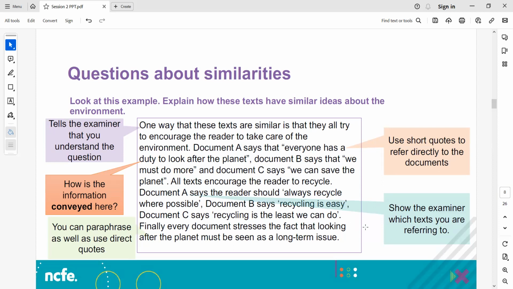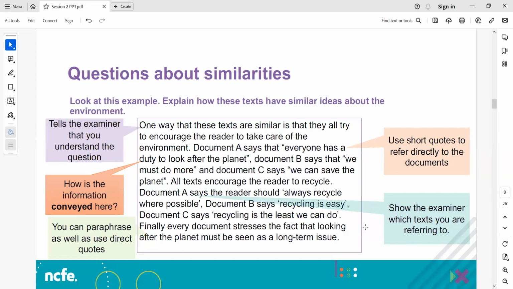Okay, so that's a really good way to start your answer. So one way these texts are similar, because you've been asked to explain how they are similar. They've given a summary there. They all try to encourage the readers to take care of the environment. So they've summarised very briefly the gist of each document, to encourage the reader to take care of the environment.